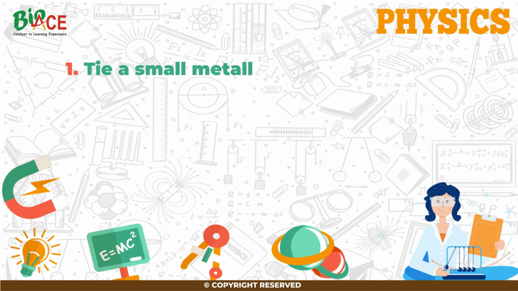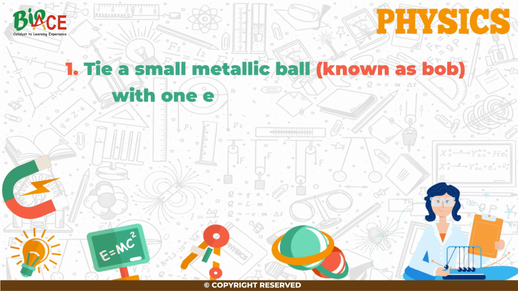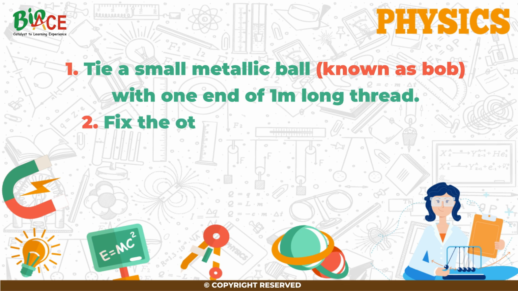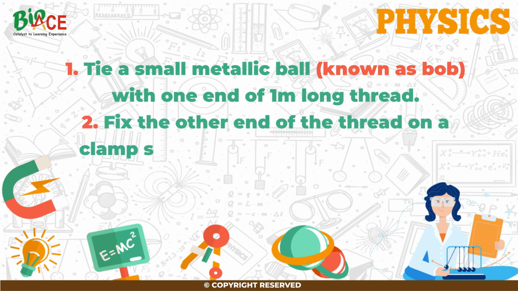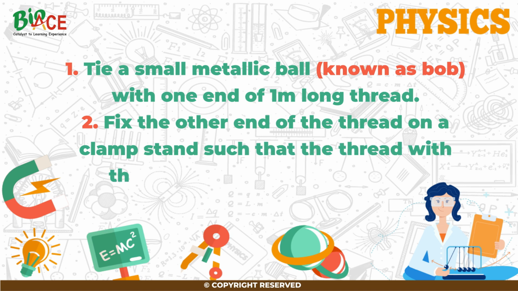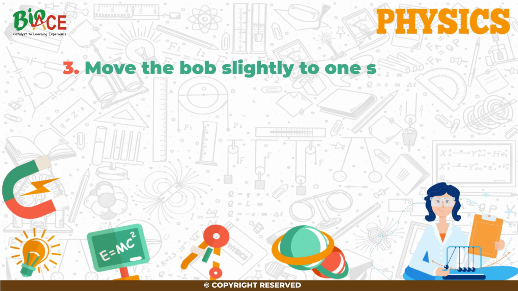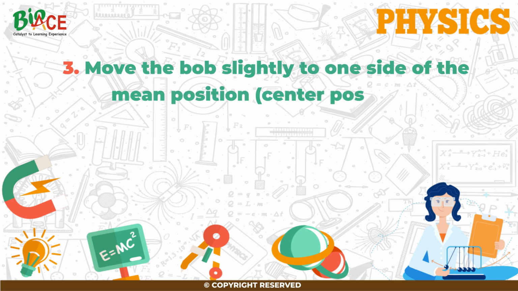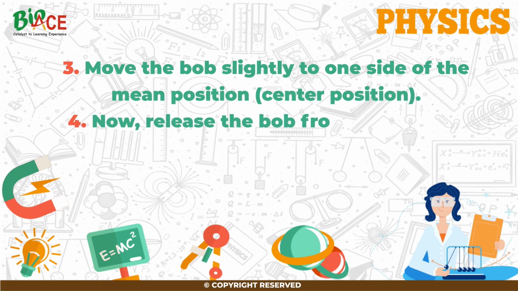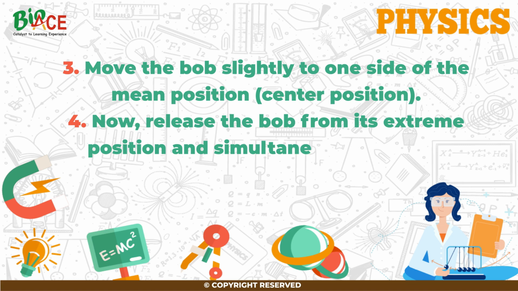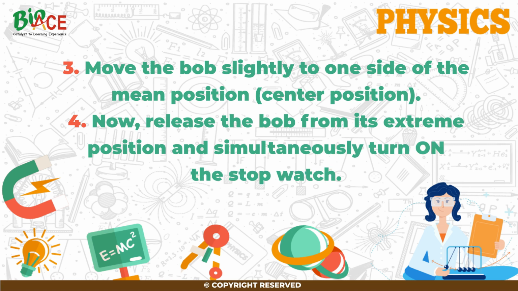Procedure. 1. Tie a small metallic ball, known as bob, with one end of 1 meter long thread. 2. Fix the other end of the thread on a clamp stand such that the thread with the bob hangs vertically from it. 3. Move the bob slightly to one side of the mean position, center position. 4. Now, release the bob from its extreme position and simultaneously turn on the stopwatch.